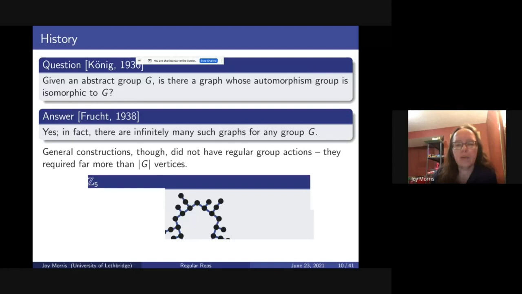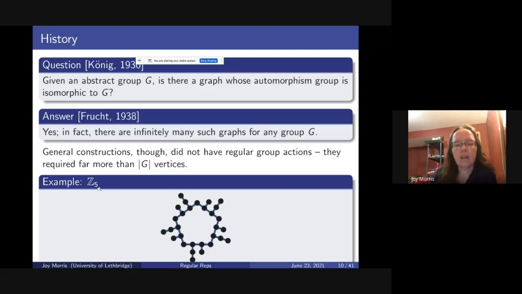For example, for the cyclic group of order 5, here is a representation, a graph whose automorphism group is cyclic of order 5, but in order to avoid having any reflections as well as these 5 rotations, we added a lot of vertices to ensure that when we're mapping this vertex at the top, say, to this vertex at the right, we can't do it by reflecting through this axis.